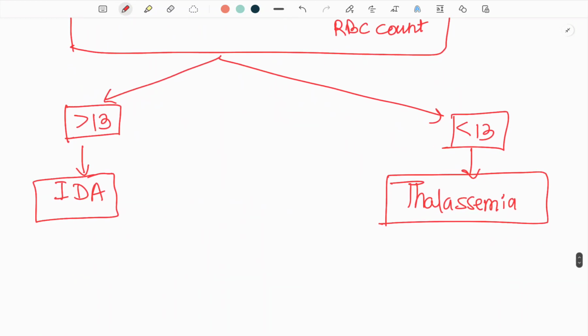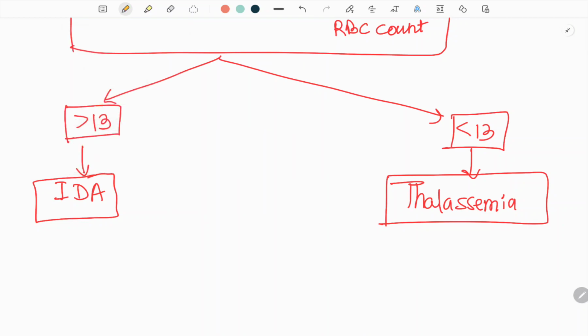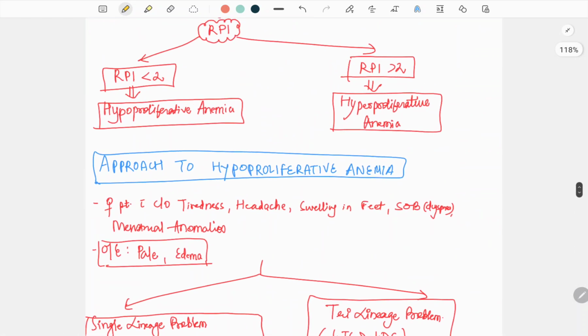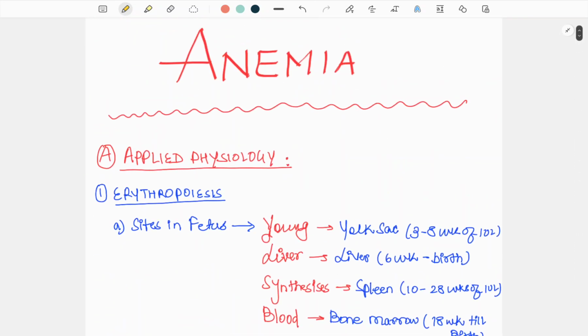Okay, how will you remember this? See, a very easy trick to remember is this I in iron deficiency anemia means increased. Increase in what? Increase in Mentzer index, that is more than 13. So if Mentzer index is increased, that is I, that is iron deficiency anemia. So we have seen all important aspects of the approach to anemia as well as the applied physiology part.